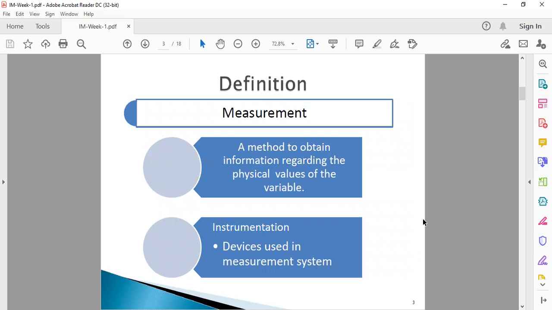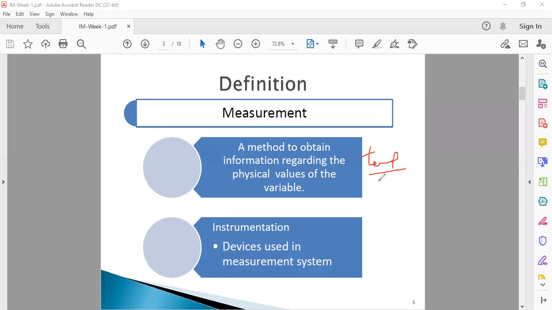Definition of measurement: a method to obtain information regarding the physical values of the variable. This is the definition. The method which is used to obtain information regarding the physical quantity. So what are the physical quantities? The things which are measurable. For example, temperature. It's a measurable quantity, so we can say it's a physical quantity.